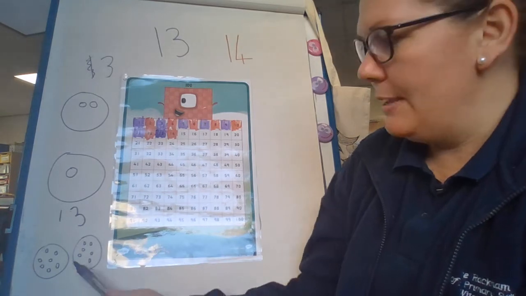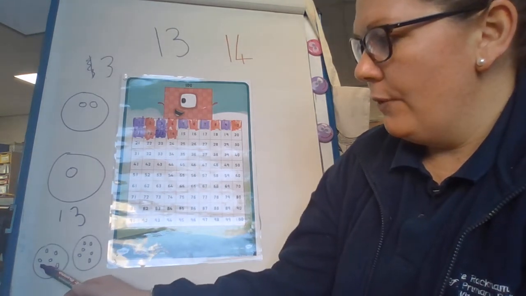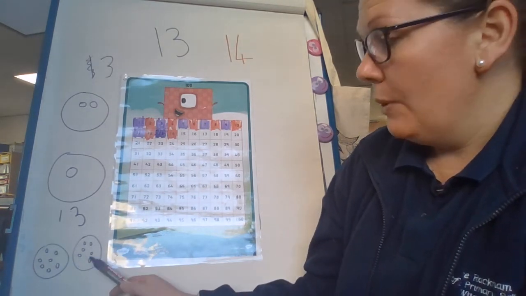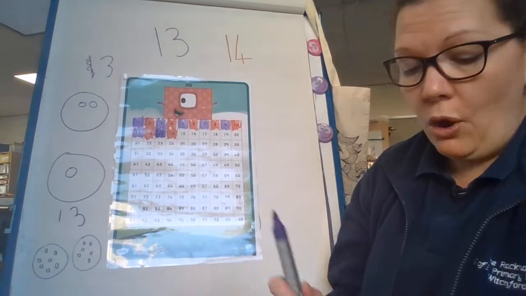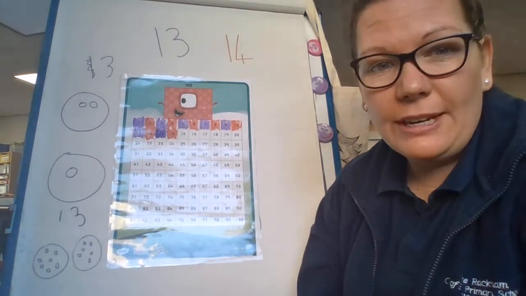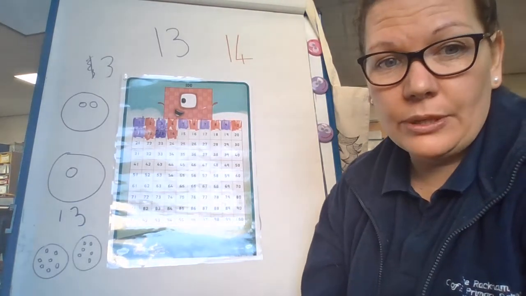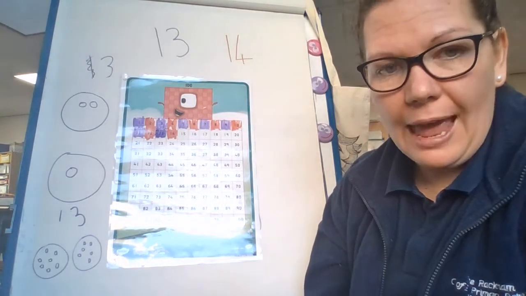Now let's see if they're equal. 1, 2, 3, 4, 5, 6, 7. 1, 2, 3, 4, 5, 6. So can you see that with an odd number, it can't be divided into two equals? Okay, so an odd number, you can't share it.